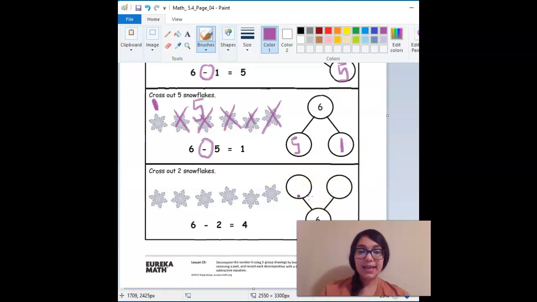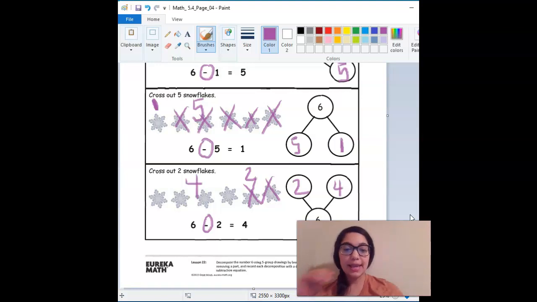Ready, set, and go. Crossing out 2 snowflakes and showing our work. All right, our pencils are parked in 5, 4, 3, 2, 1, and 0.